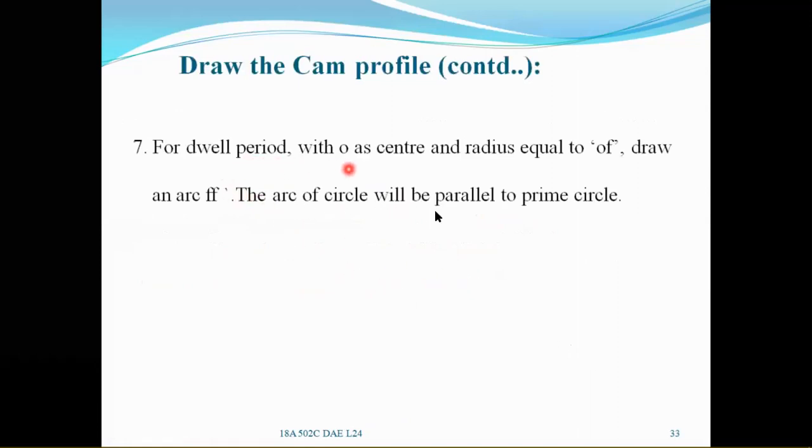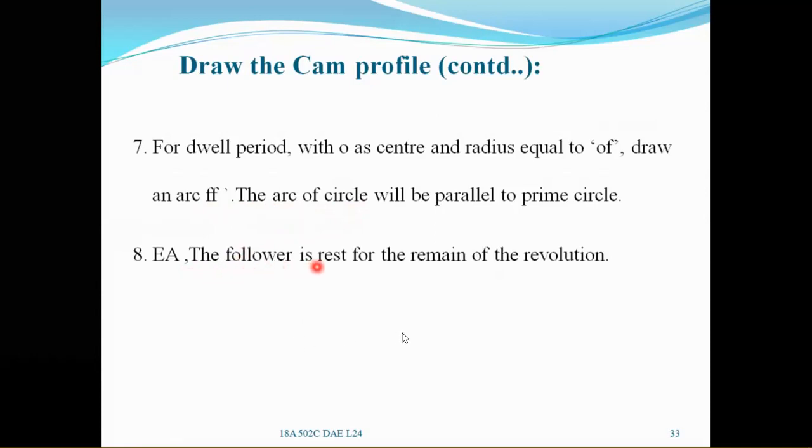For the dwell period, with O as center and radius equal to OF, draw an arc to F dash. The arc of the circle will be parallel to the prime circle. And EA, the follower is at rest for the remaining part of the revolution. Complete the profile as shown by the thick or dark lines. So like this you can complete it. So far we have completed the profile for the given data.